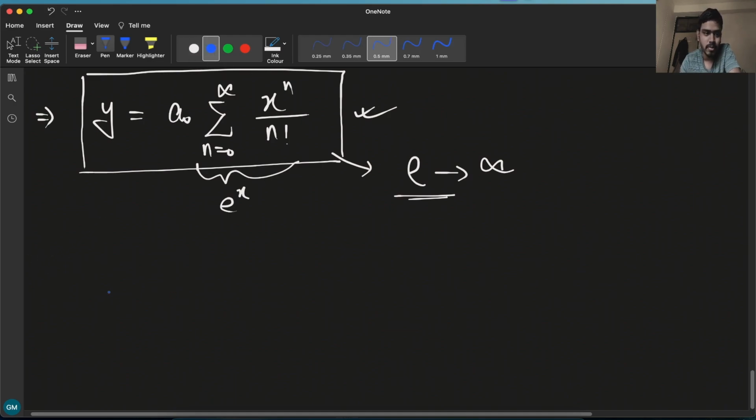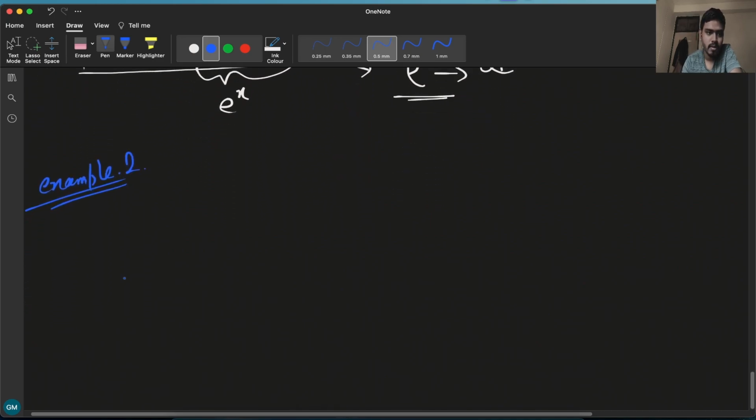Let's take another example. So it's very simple. But these are very simple examples also.